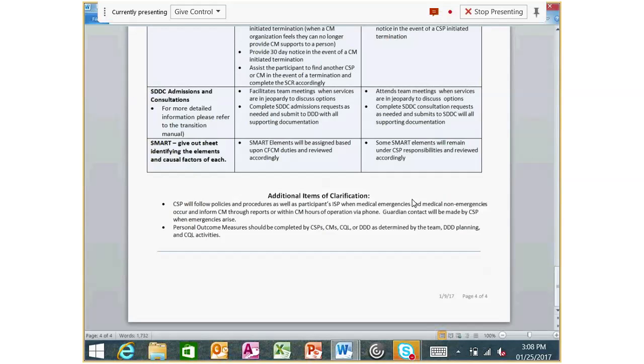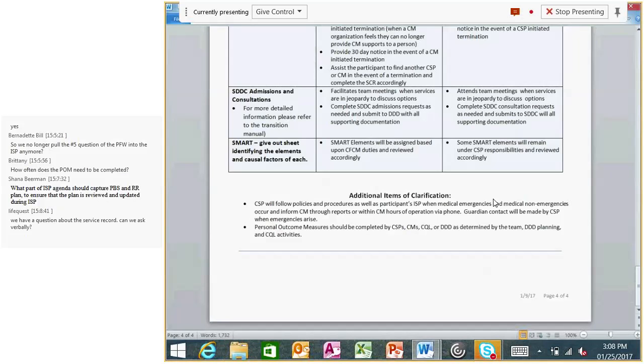Shanna asks, what part of the ISP agenda should capture PBS, positive behavior supports, and rights restrictions plan to ensure the plan is reviewed and updated during the ISP? I think that if that information is shared during the ISP development stage, I would see that being tied into some of that personal focus worksheet information, which then can be linked to the agenda, Shanna.